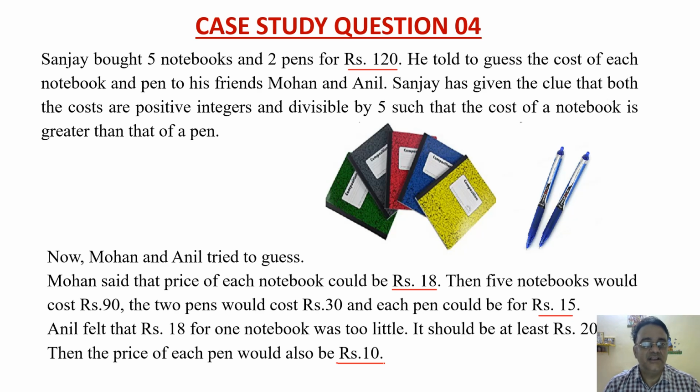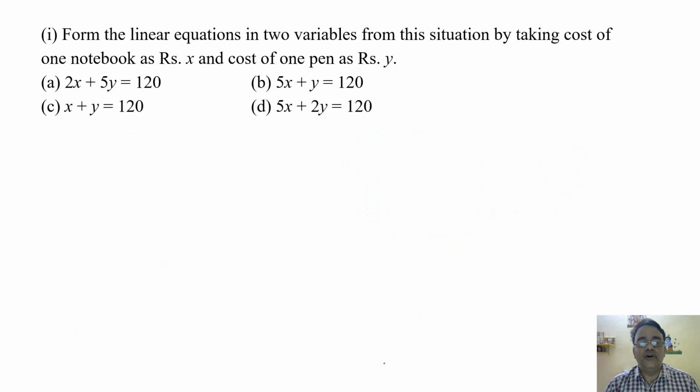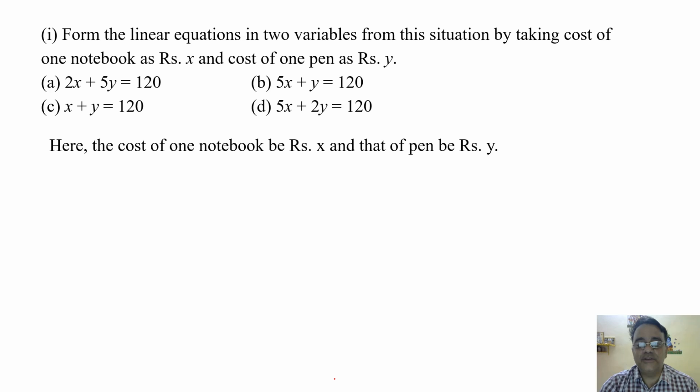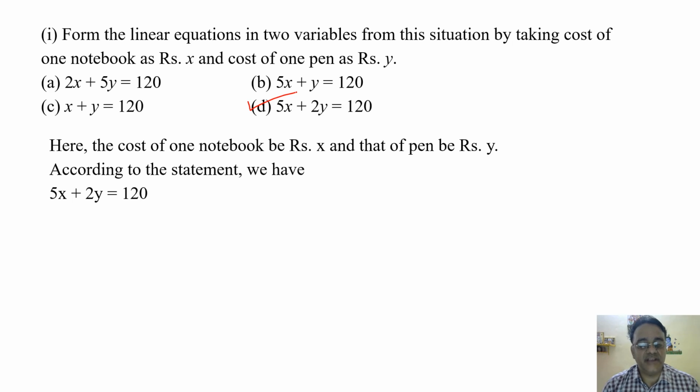So this is the context. Now based on this, let us start with the first question. Form the linear equation in two variables from this situation by taking the cost of one notebook as rupees x and the cost of one pen as rupees y. So 5 notebooks and 2 pens were there. So 5 notebooks means 5 into x, 2 pens means 2y. So 5x plus 2y will be equal to 120. And the correct option is Option D, right?